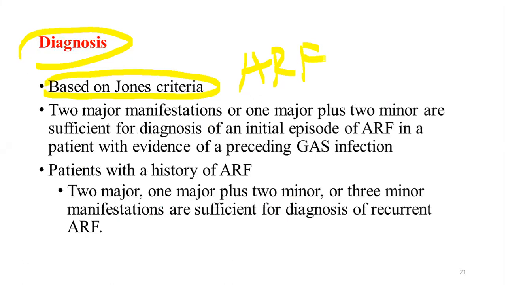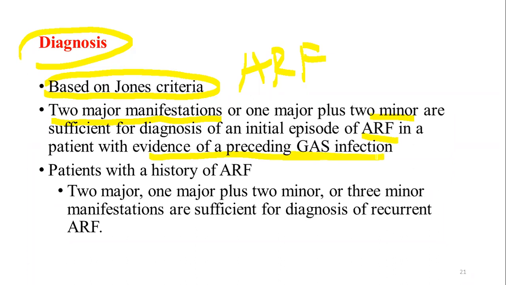So, what is required for the diagnosis? For the diagnosis, the patient needs to have either two major manifestations, which we have discussed before, or one major plus two minor manifestations, which is sufficient for diagnosis of an initial episode of ARF in a patient with evidence of preceding GAS infection.